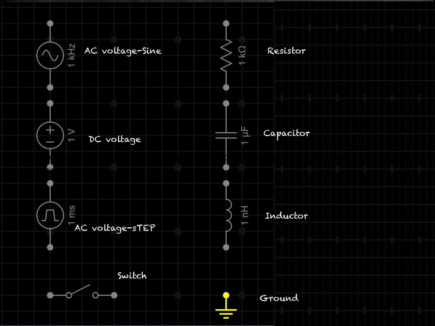These are the symbols we are going to use in our virtual lab. They represent basic circuit elements spanning from voltage sources, resistors, capacitors, inductors, etc. Next to each element, you will see a key value. For instance, next to a voltage source, one will find the frequency or voltage. Next to a resistor or a capacitor, one will find the resistance or the capacitance, etc.